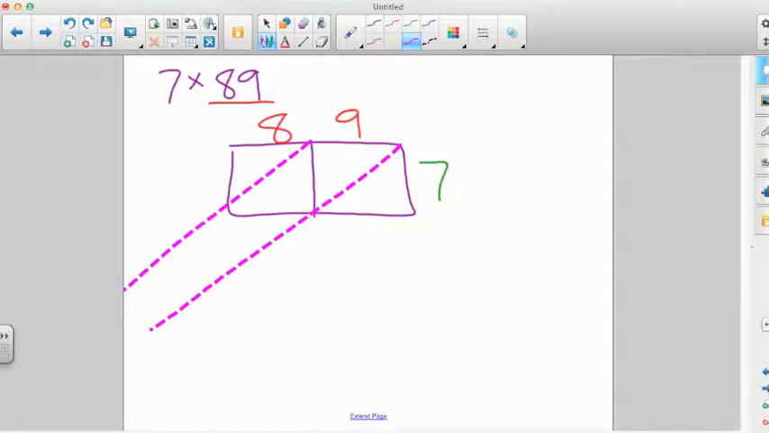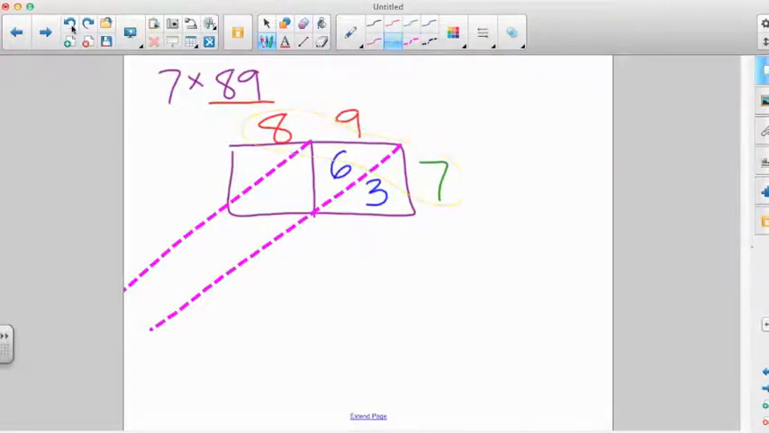In order to set the problem up correctly, we draw dotted lines from the top right hand corner all the way to the bottom left hand corner outside of our cell. The first math fact is 9 times 7. We know that 9 times 7 is 63. We write our 6 in the tens place and our 3 in the ones place.